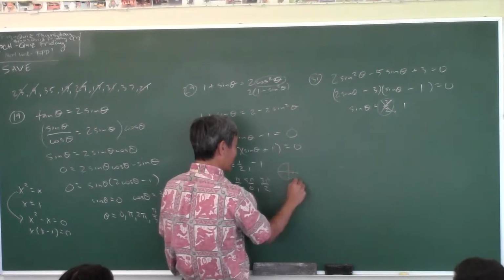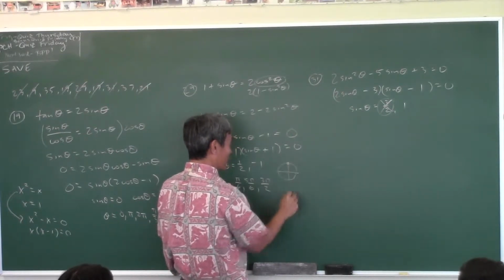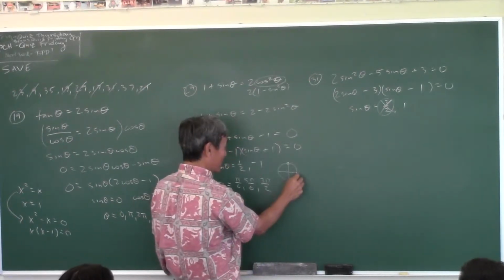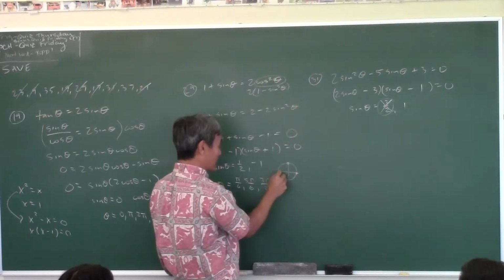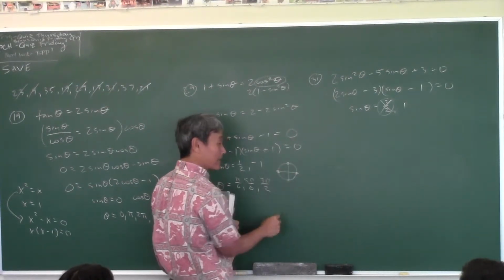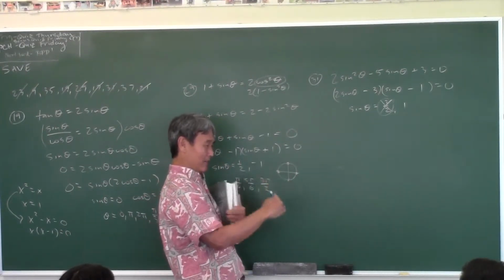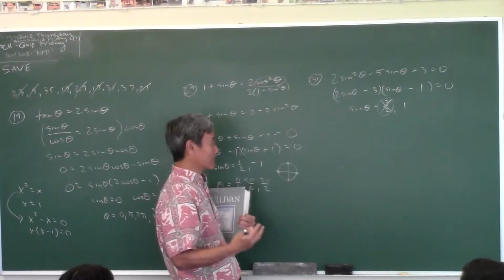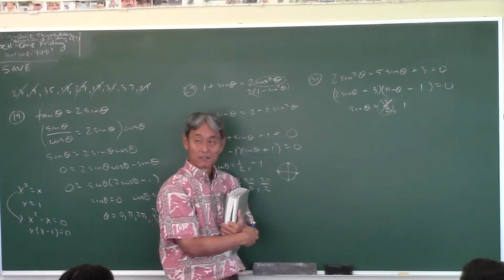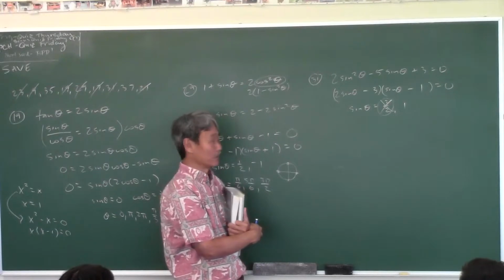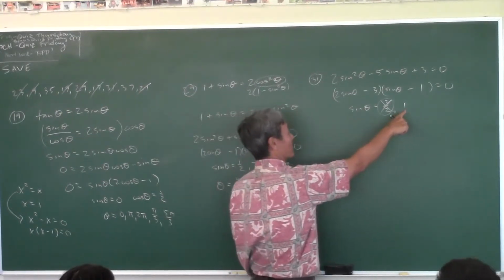Think about it. Here's the unit circle. What's the biggest the y coordinate ever gets? 1. What about the x coordinate? What about the smallest it ever gets? -1. So if it's not between -1 and 1, it's impossible. So that's why you cross it out. You guys get it? So basically you only have this to worry about.